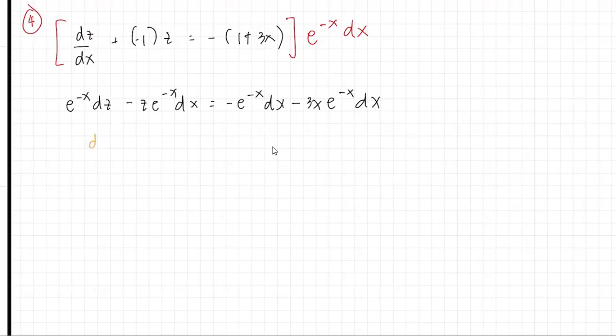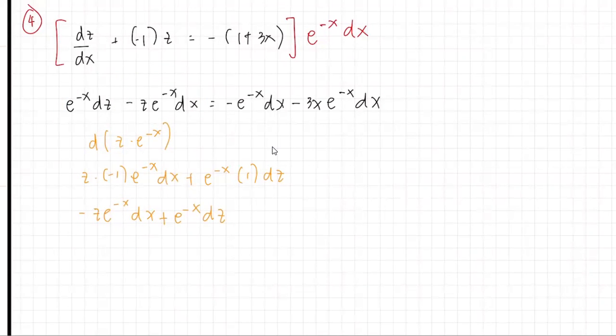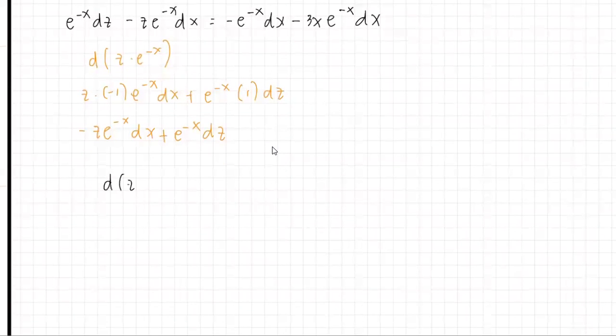Okay? So, checking sa differential. So, z times e negative x. Okay? So, this will be z times negative 1 e negative x dx plus e negative x times 1 dz. So, negative z e negative x dx plus e negative x dz, which is exact, no? So, yung first term, ito. Yung second term, ito. Okay? So, yun yung differentials natin. So, this can be d of z times e negative x is equals to negative e raised to negative x dx minus 3x e negative x dx.